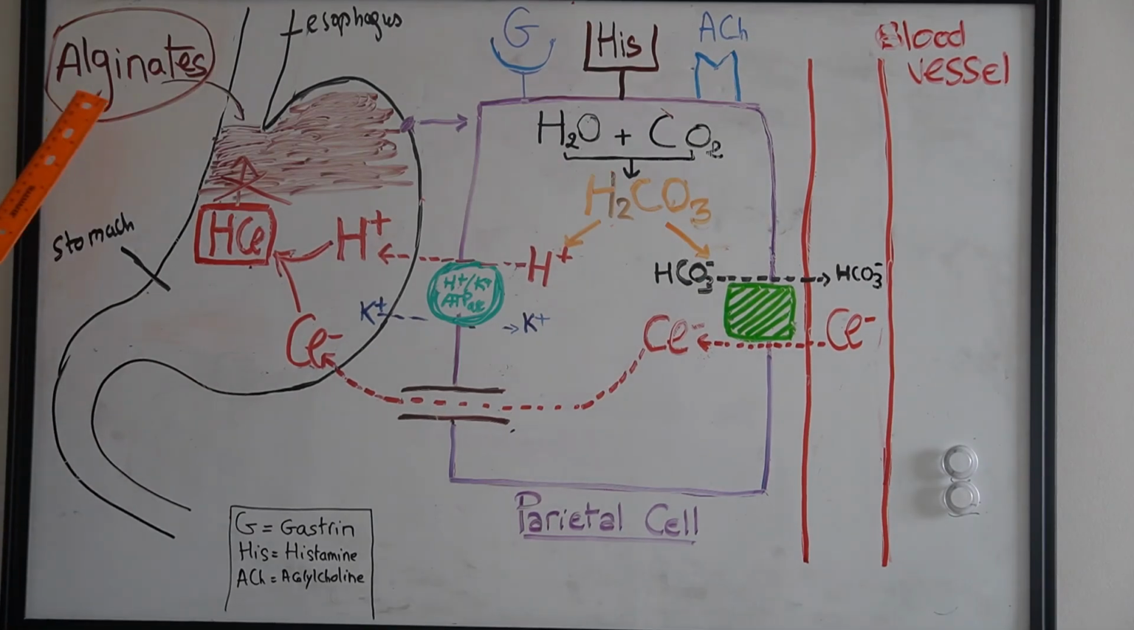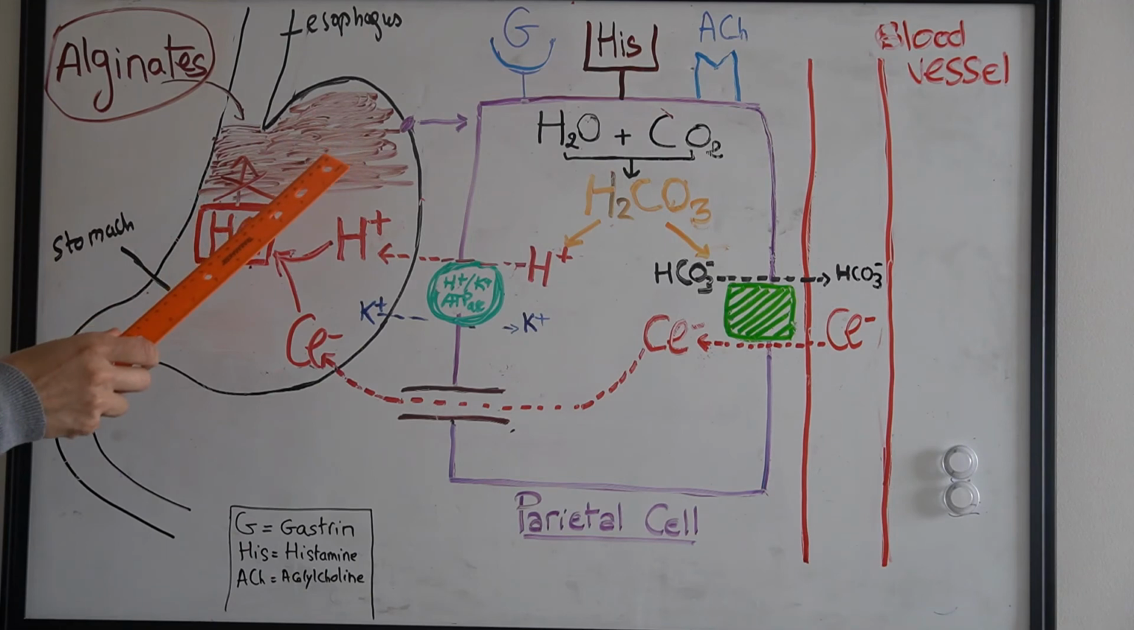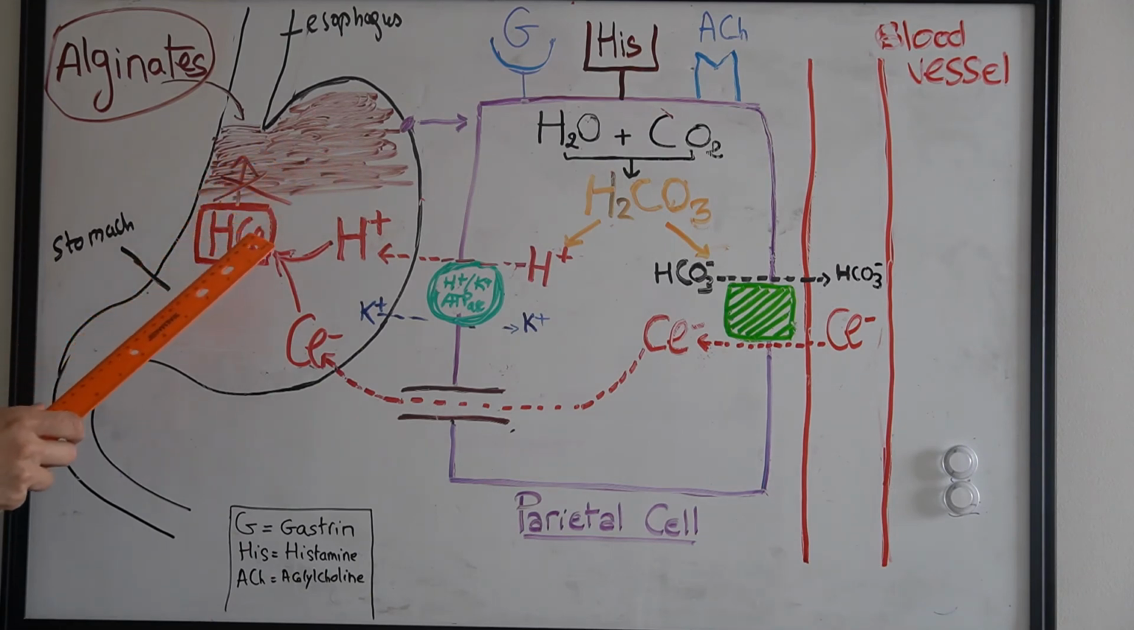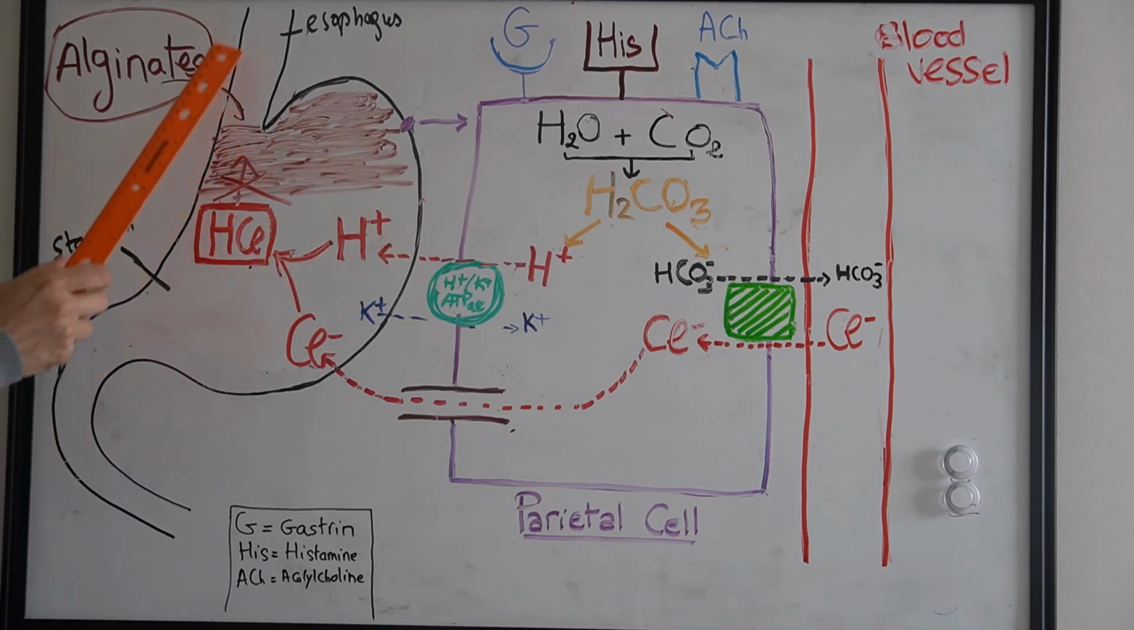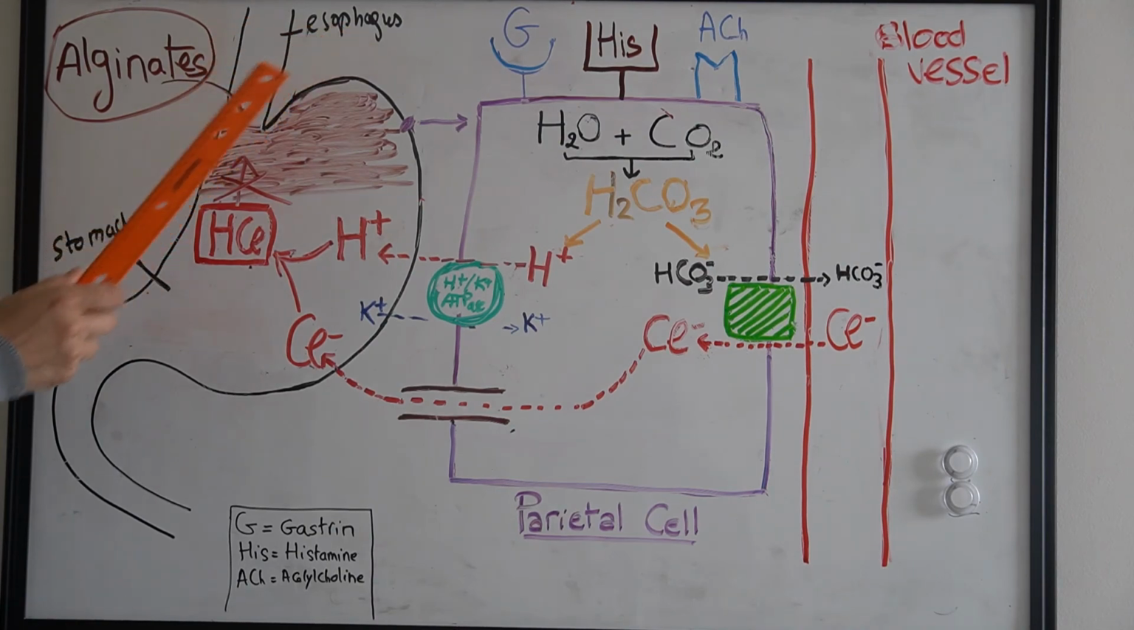And lastly, we have alginates, and what they do, they form a protective layer that floats on top of stomach content, which prevents acid from shooting up into the food pipe or esophagus.